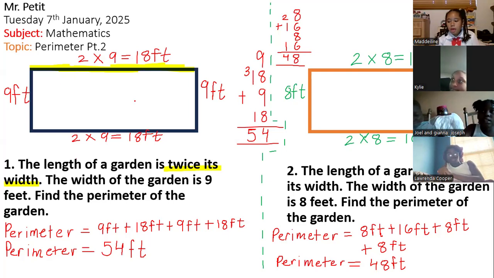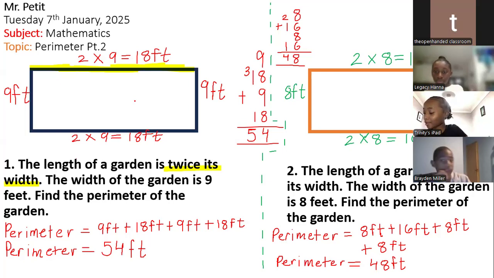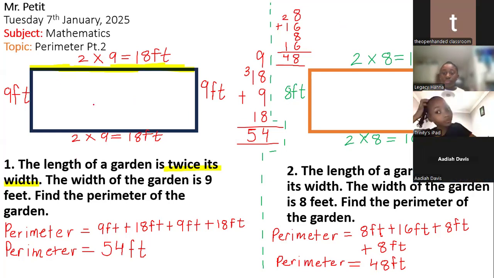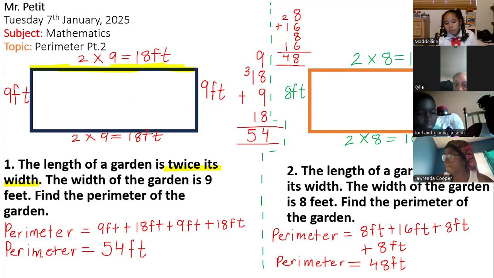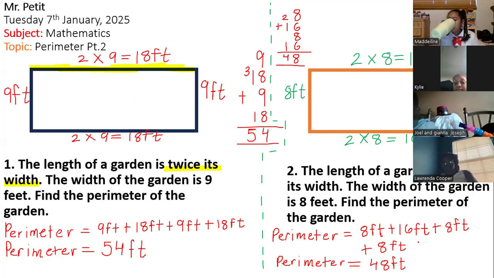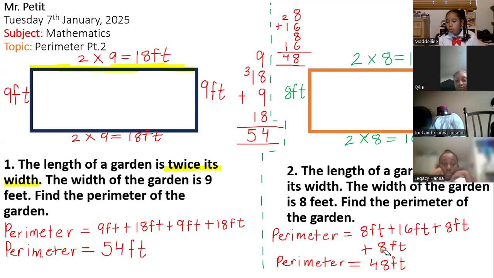So how did you get 40? I got 40 because I only put one 8. I got 40 because I did 16 and then two 8s. You didn't add the other 8. Oh, okay, that's true. I see the problem. It's supposed to be 16 here.